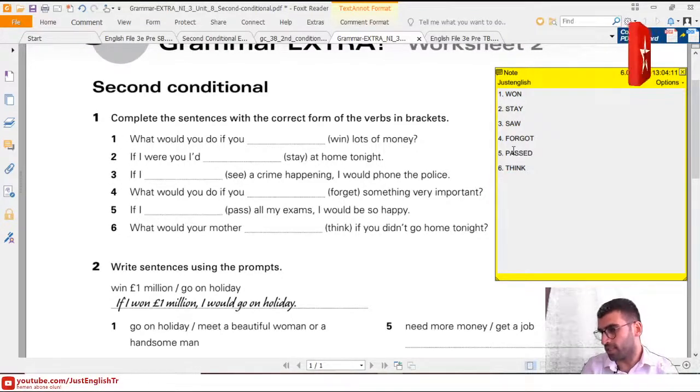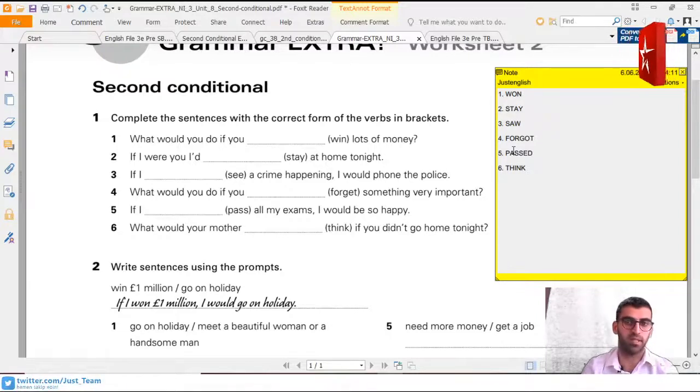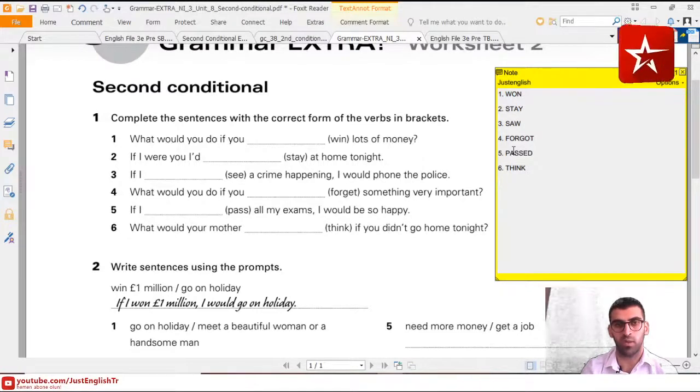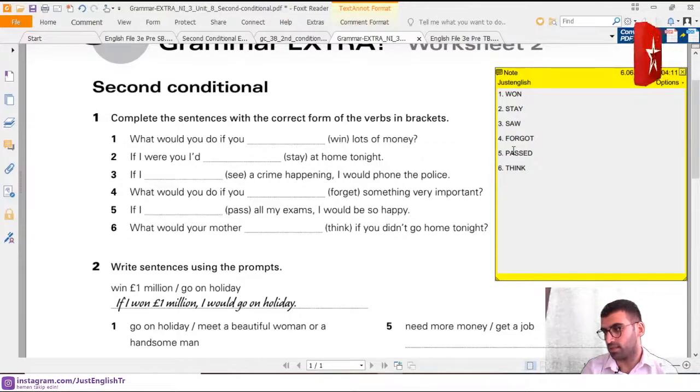Think is the correct answer, guys, not thought. Gülsafa and Aslı Yılmaz, your answers unfortunately are incorrect. Be careful because this is the main clause. What would your mother think if you didn't go home tonight? Yes, think is the correct answer for number 6.